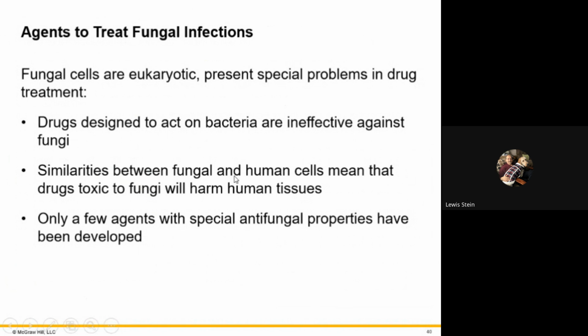Similarities between fungal and human cells mean that a drug toxic to fungi will harm human tissue. So there really are no antifungal agents that work very effectively. The one I'm going to be talking about is called an antiprotozoan. Only a few agents with special antifungal properties have been developed. They've tried a lot of different things. They don't work very well.